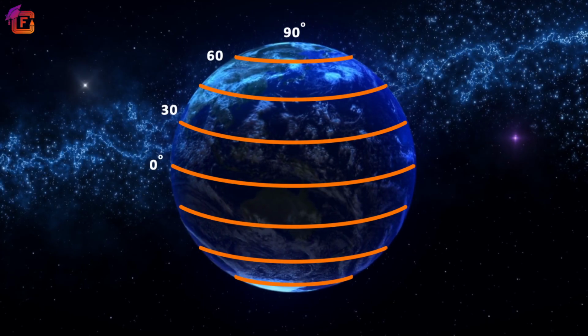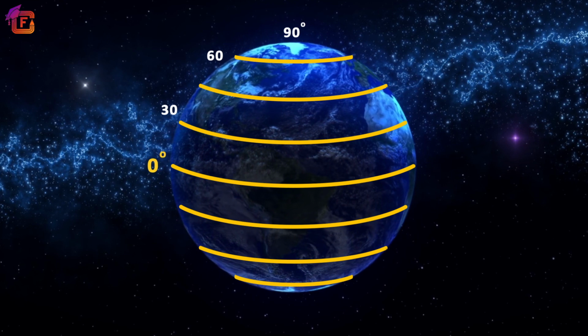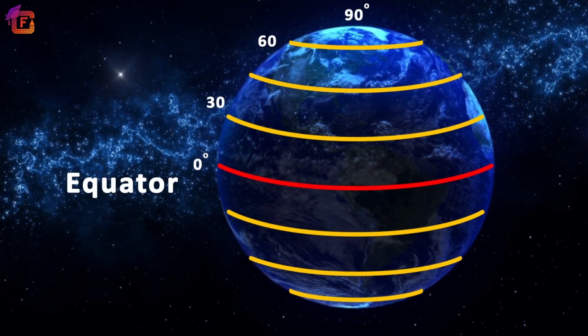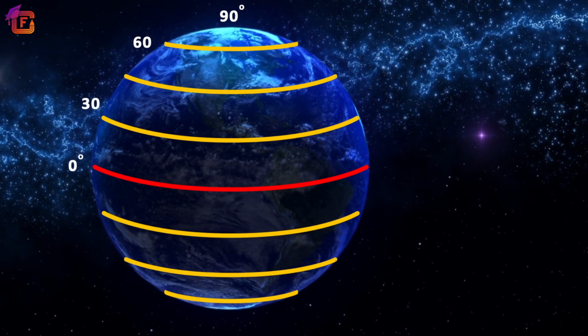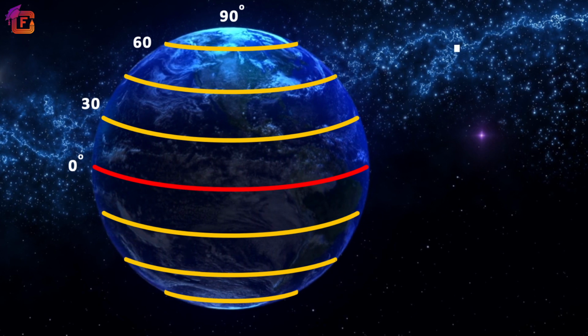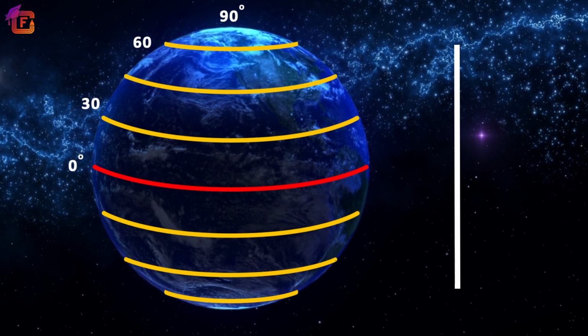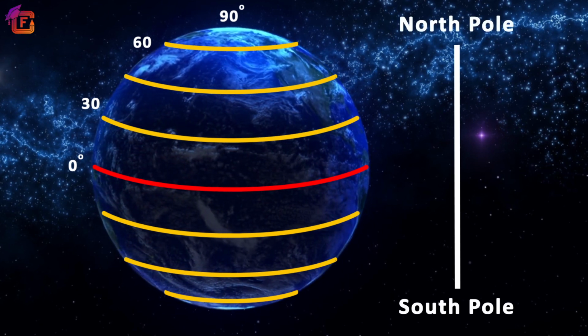Latitudes are parallel lines that never meet each other. The 0-degree latitude is known as equator. The size of the lines of latitude goes on reducing till the last one reduces to a point on the top and bottom of the globe, known as North Pole and South Pole.